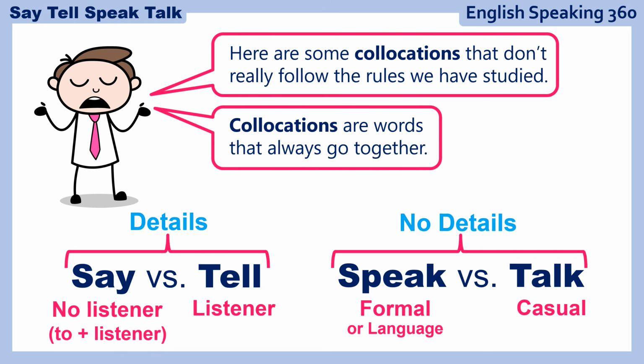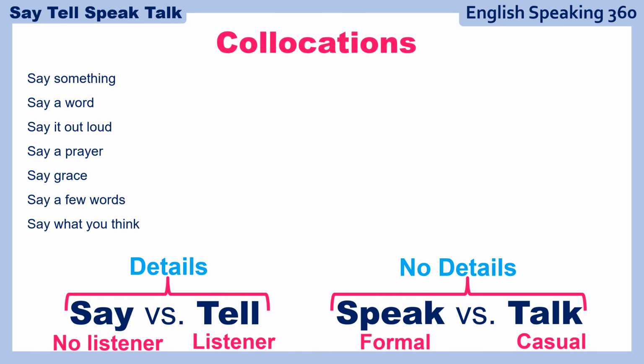Here are some examples. With say, we say something. So in this case, there are no details. Say a word, say it out loud, but we don't know what it is. Say a prayer, say grace before you start dinner, for example. I'd like to say a few words at the beginning of a presentation. That sounds very formal. And say what you think.